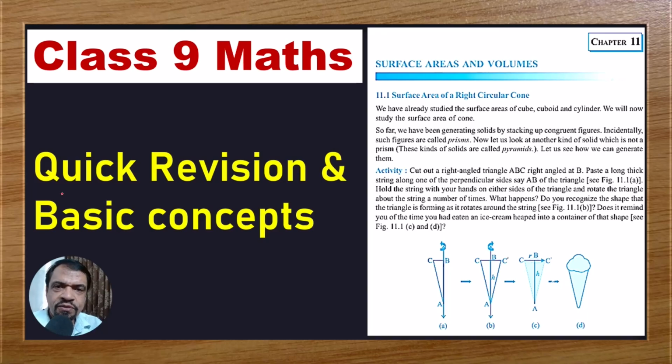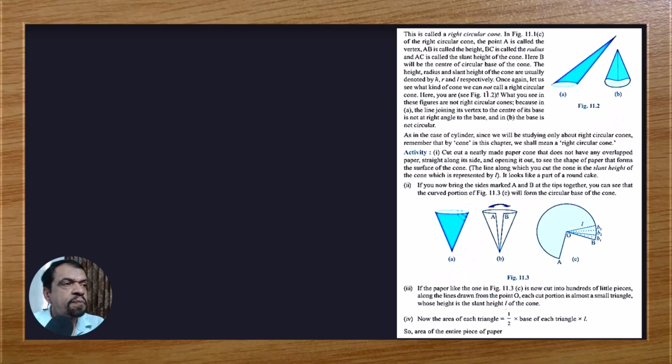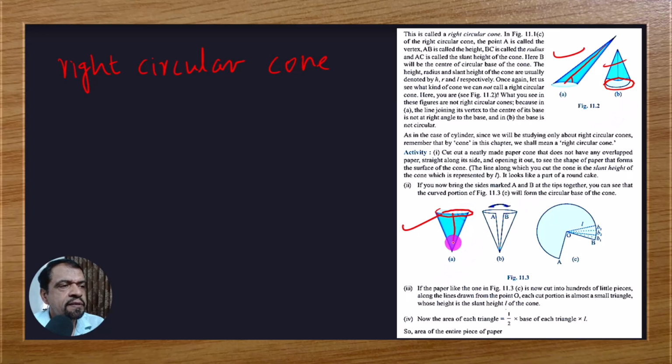Hello class 9. In this video you will watch the quick revision and basic concepts of chapter 11, surface area and volume. So the first topic is right circular cone. See what is the meaning of right circular cone. In this figure you can see these are not right circular cones because the vertex is not making a right angle with the base, and this base is not exactly circular. So right circular is this one. This base is circular and the vertex is making the right angle with the base.